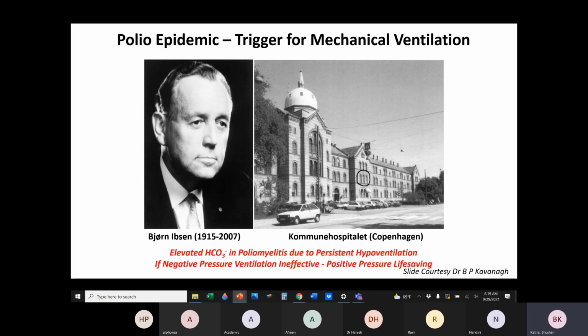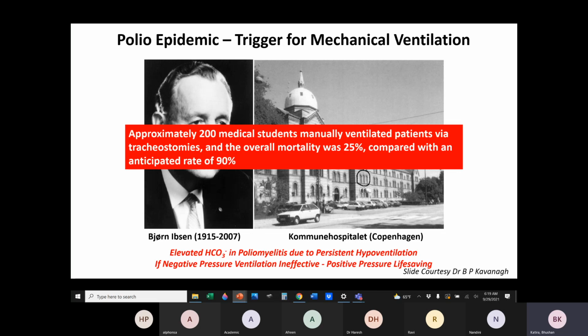Elevated PCO2 and persistent hypoventilation. And if the negative pressure ventilation is ineffective, then positive pressure is life-saving, is what he said. What he did is what oftentimes we do in India in rural settings, if you've worked in underprivileged situations, as I have: approximately 200 medical students were asked to manually ventilate patients via tracheostomy. There were no ventilators the way we know them today. And the overall mortality reduced to 25% compared to an anticipated rate of 90% at that time.